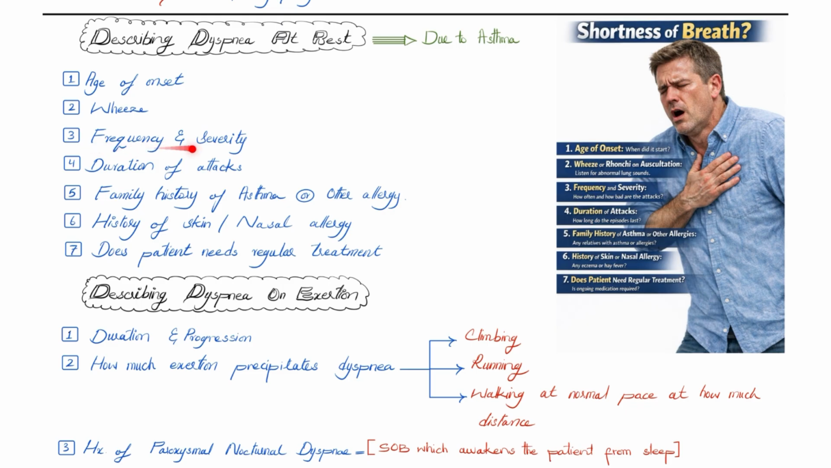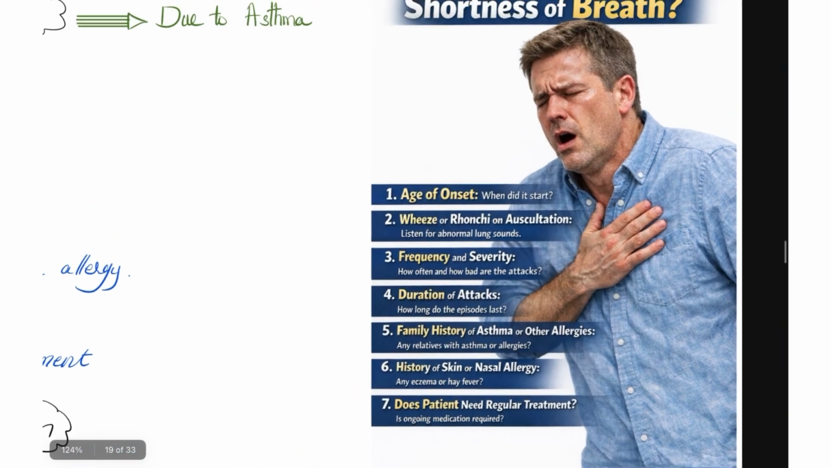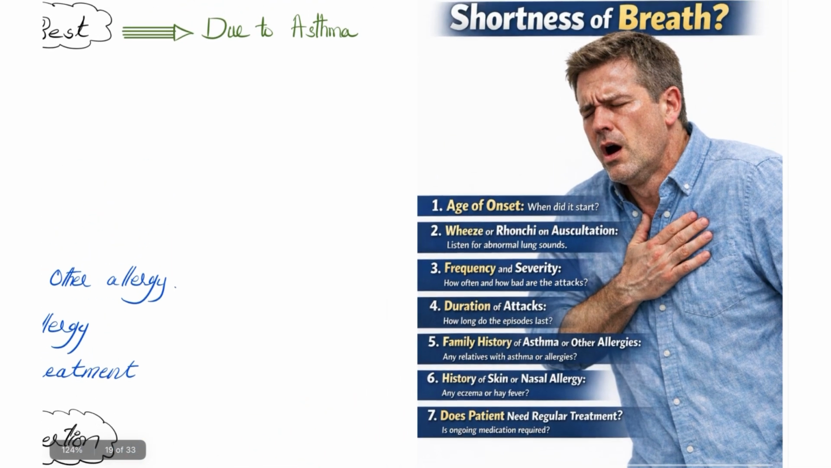Then frequency and severity of attacks, duration of attacks, and family history of asthma or other allergies, or whether the patient is having skin or nasal allergies. This patient needs regular treatment for controlling asthma. A summary of shortness of breath due to asthma is shown in this picture.